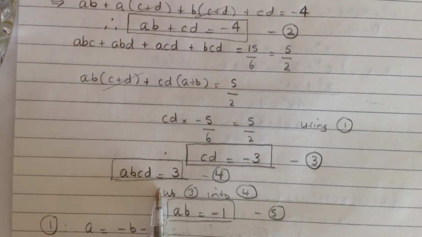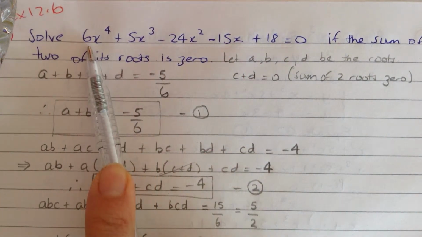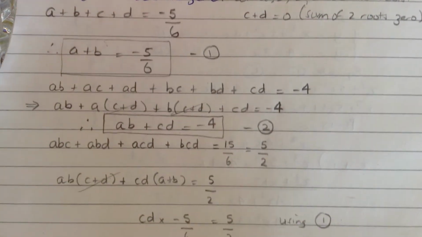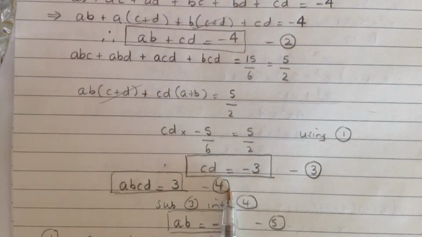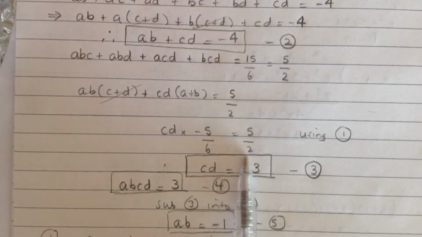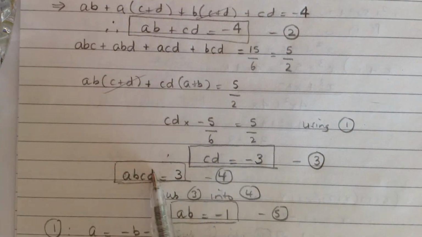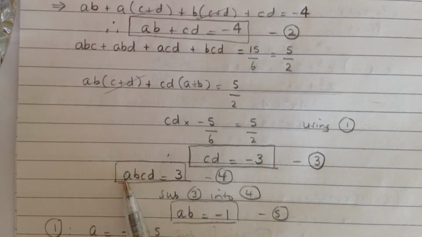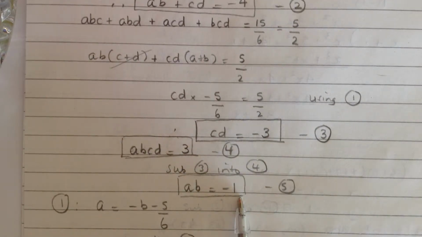The product of the roots, ABCD, is equal to e/a. E in the expression is the constant, so 18/6, which is 3. So we get that ABCD = 3, call that equation 4. Now, because equation 3 was CD = -3, use what's above to simplify. Put that in here: -3 times AB = 3, so AB = -1. Call that equation 5.